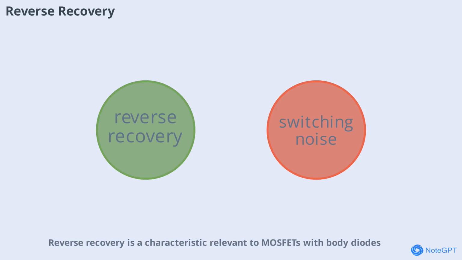Reverse recovery is a characteristic relevant to MOSFETs with body diodes. When switching from conducting to non-conducting states, the body diode can cause a brief current spike. Understanding reverse recovery is important for designing circuits with minimal switching noise and improved efficiency.